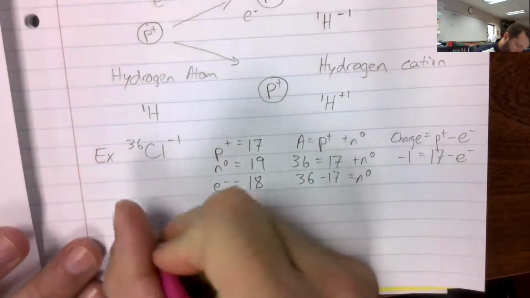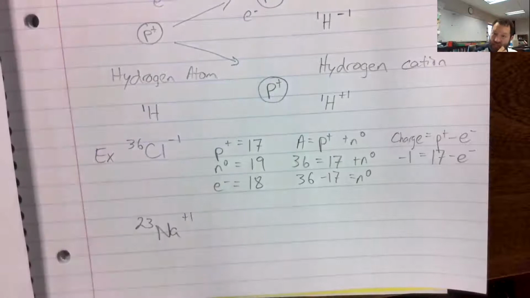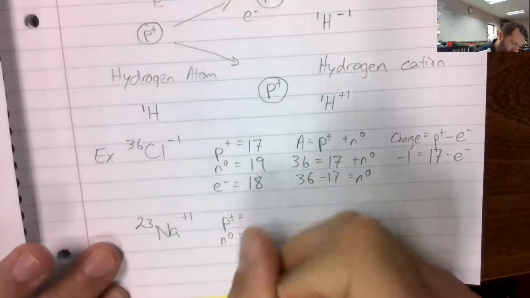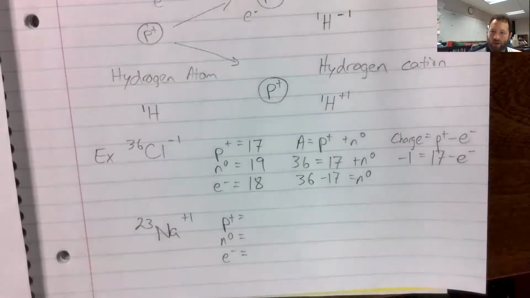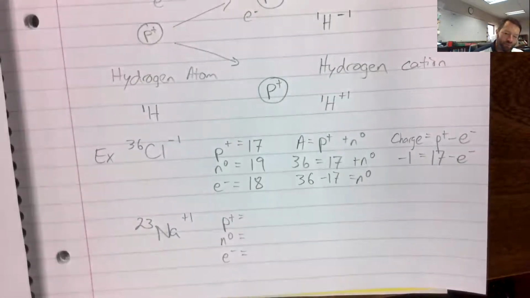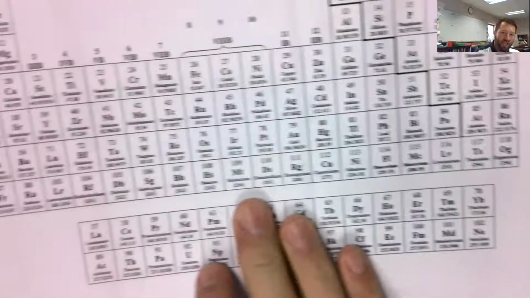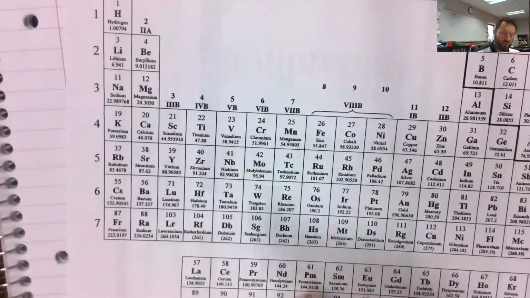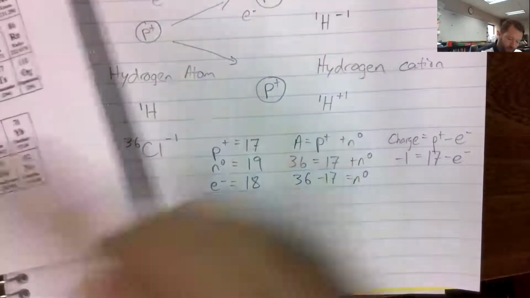Take a look at one more example here. So this one is a cation. It's got that positive charge. So again, a lot of homework problems like this. How do you find the protons, neutrons, and electrons? Well, we need a periodic table. We need to find Na. There it is. Na, there's our sodium. He has 11 protons.